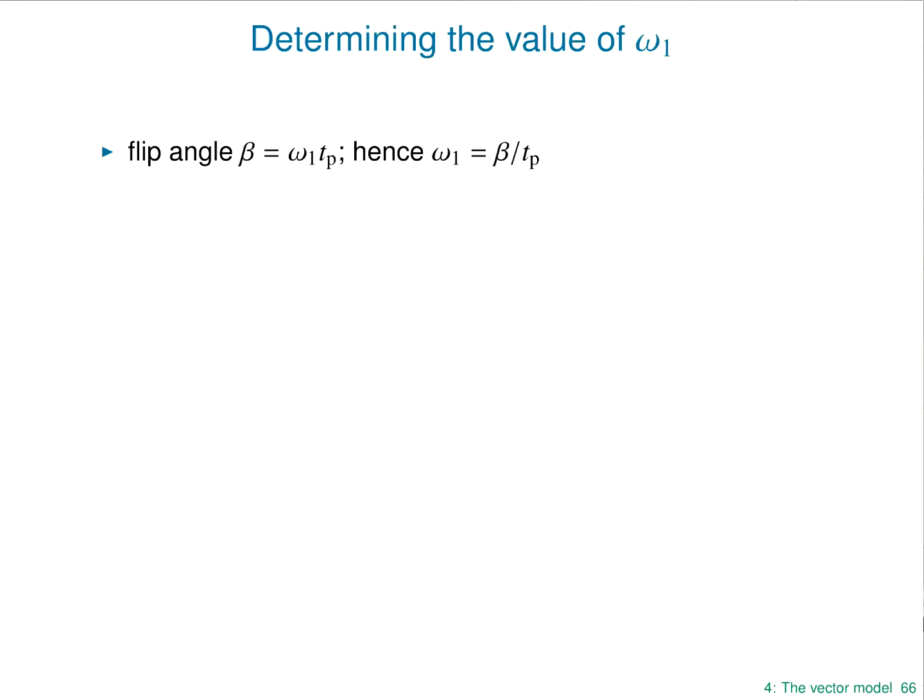Now, how can you work out what the omega-1 field is from that? Well, remember that the flip angle is omega-1 times the duration of the pulse, Tp. So if you want to work out what omega-1 is, it's just beta, the flip angle, divided by Tp, the duration of the pulse. So let's suppose we've determined, in the way I've just described, that the 180 degree pulse is of a length T180, then that means omega-1 must be pi, which is the flip angle, divided by T180. And of course we have to put the angle in radians here.